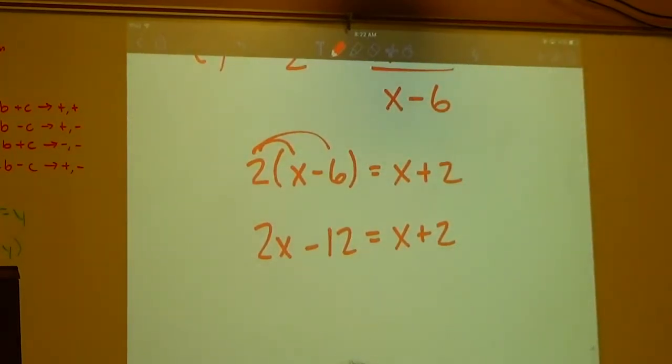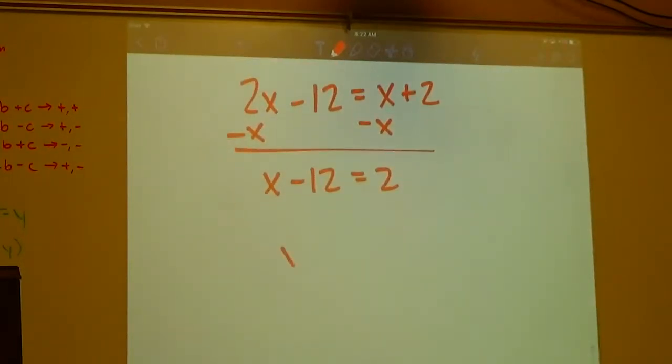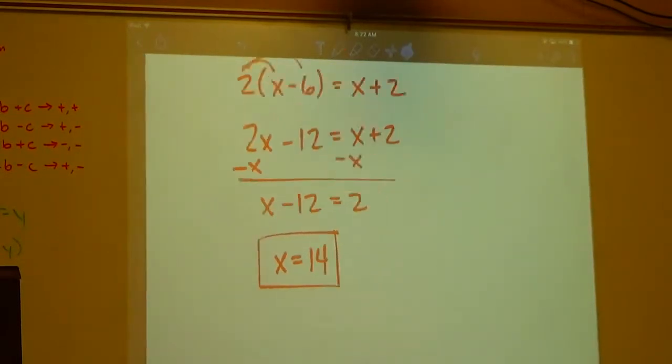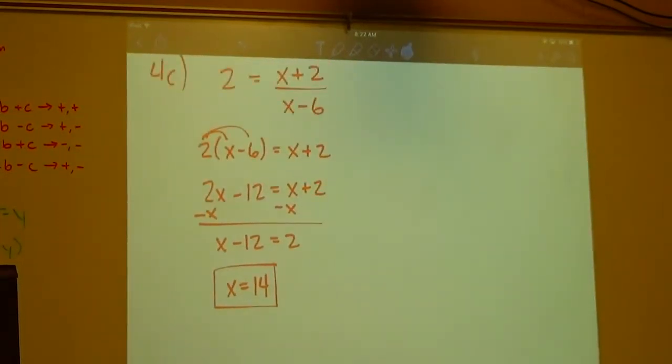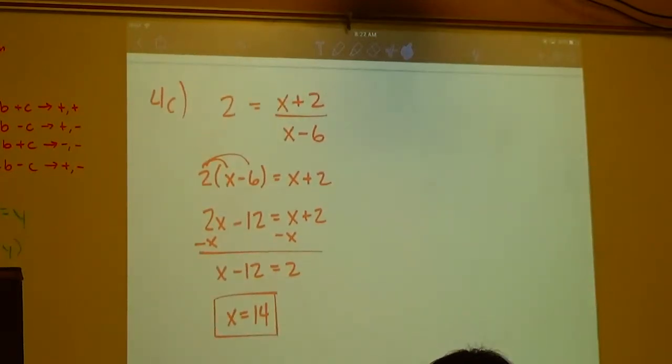If I subtract x from both sides, I get x minus 12 equals 2. So what does x equal? How does the x minus 6 get over there? Oh, multiply this by both sides.